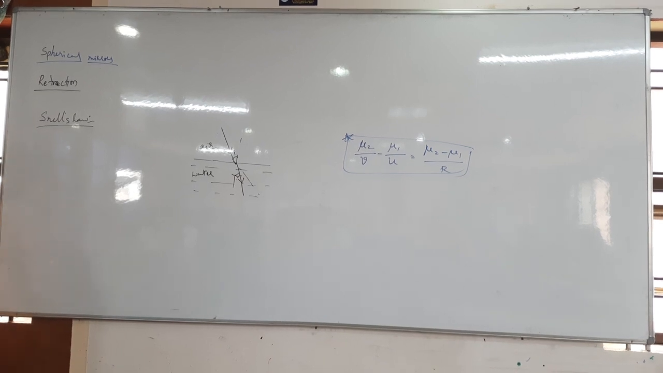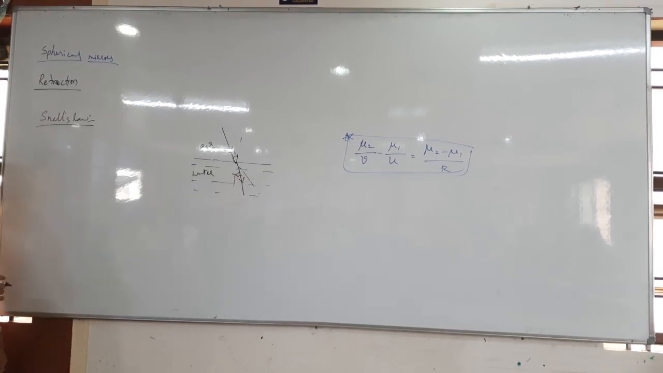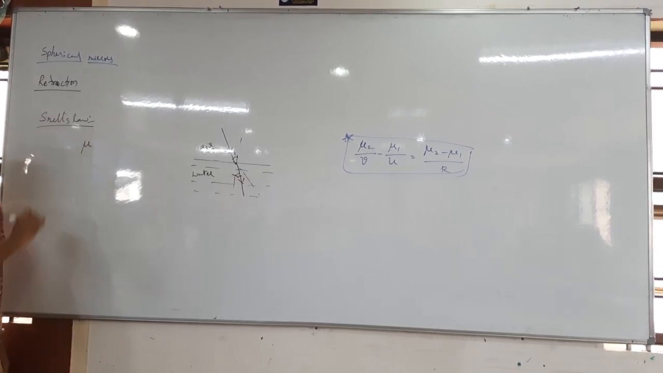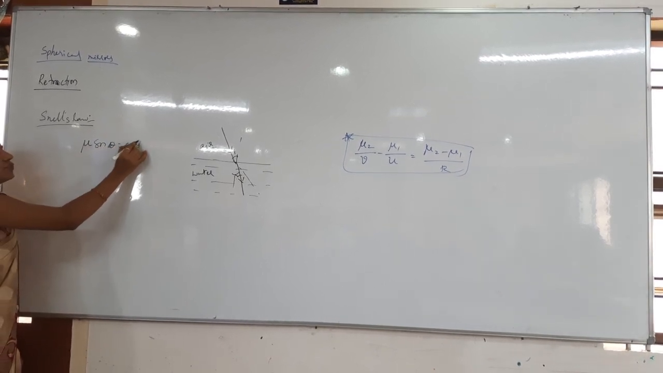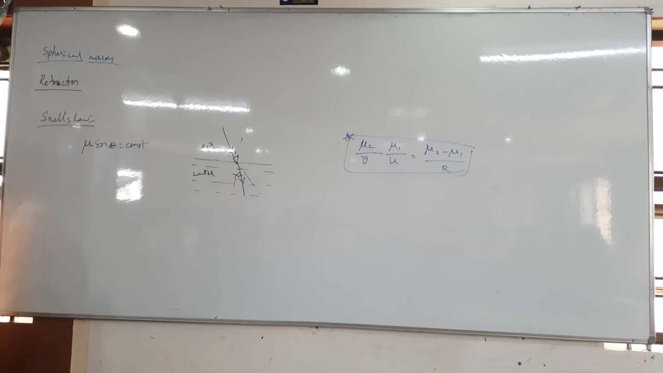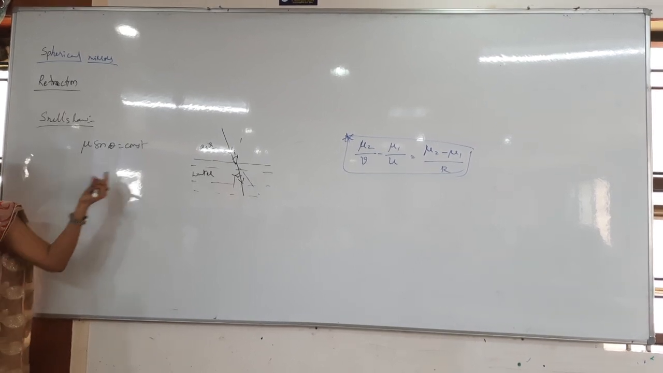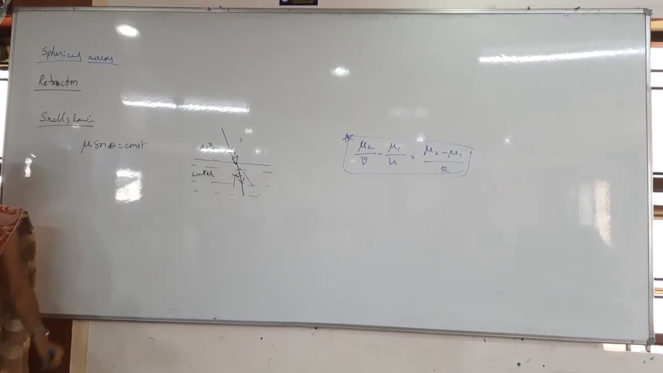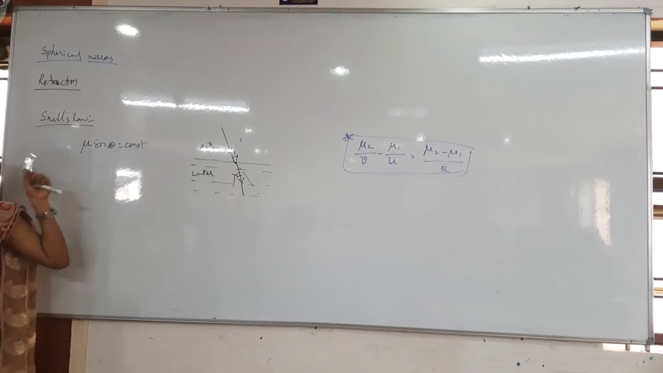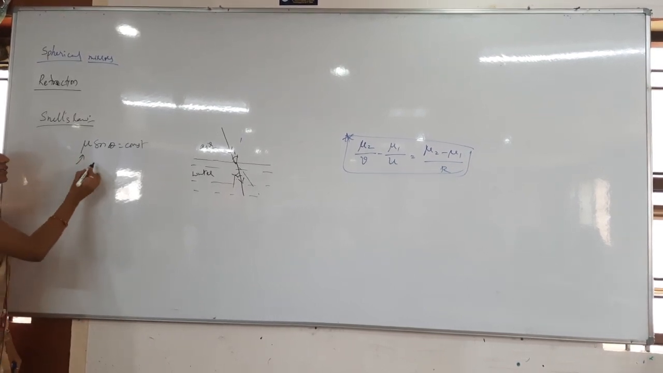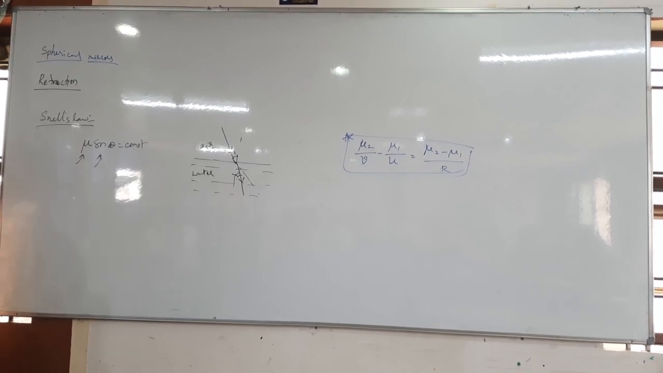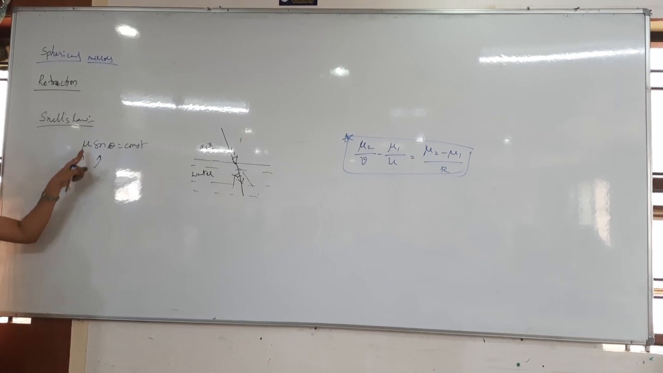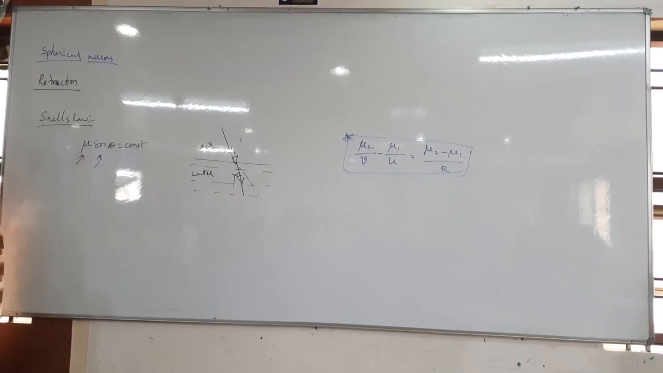What does Snell's law state? Yes, the product of the refractive index and the sine of the angle is always constant. You might remember that mu1 sin i is equal to mu2 sin r. That is Snell's law: the product of the refractive index and the sine of the angle, measured with respect to the normal, is always constant.